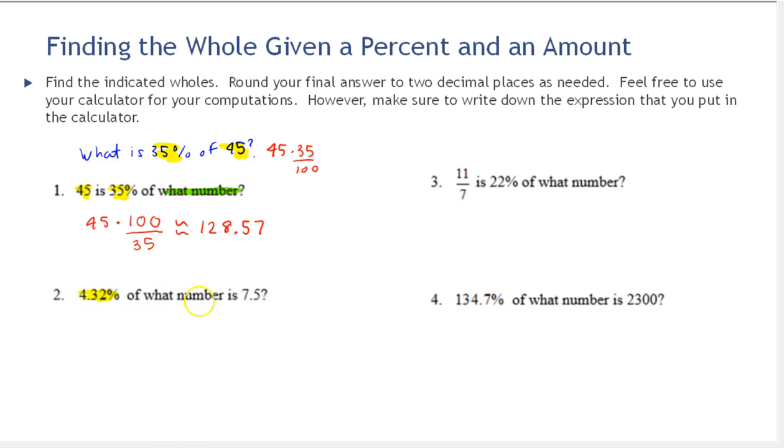4.32% of what number is 7.5? So I highlighted what we were given. What number is what we're trying to find, and notice that even though this is phrased in a different way, with what number in the middle, we can still tell we're given the percent, and what number is followed by of, so we're trying to find the whole, and 7.5 is the amount. So let's set this up. We want to take 7.5, multiply by the percent we want, 100%, divide by the percent we have. Okay, let's do this on the calculator.